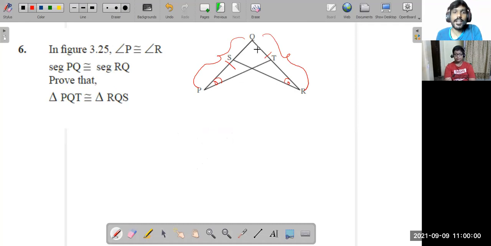We have to prove that triangle PQT, PQT means this one, and RQS, so RQS is this one, you have to prove that these two triangles are congruent to each other.